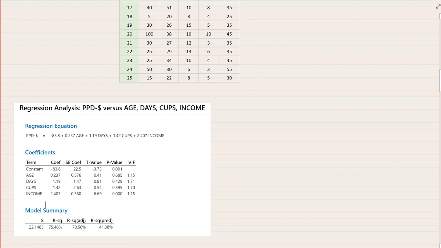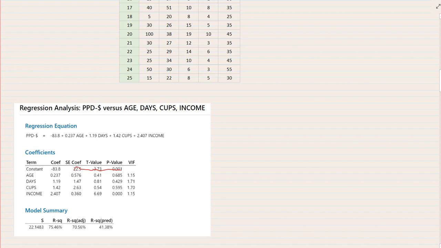Next to that you have SE coefficient, which means the standard error of the coefficient. Usually, for the constant, the y-intercept itself, we don't look at these other stuff, so don't worry about these. Now look at the age. Age is 0.237, days 1.19, and so on.